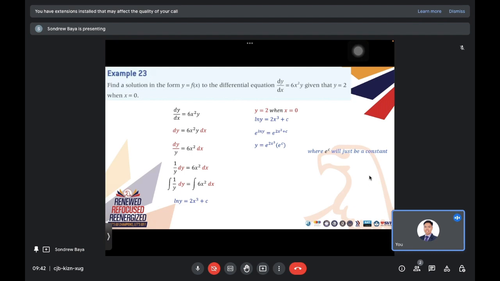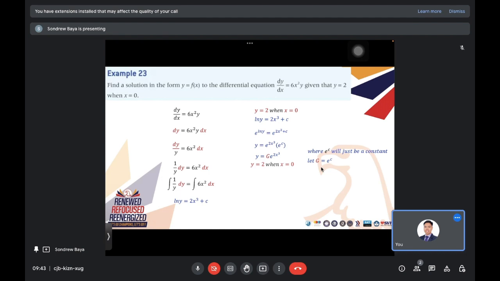To make it less complicated, let's equate it with one value. Let's say g. Your book is using a, but I'm using g to highlight that this is just a constant. I can use any variable for this, not necessarily a, b, c, or d. In this case, I'm using g. Therefore, I can now simplify the given function as y equal to g times e raised to the power of 2x cubed.